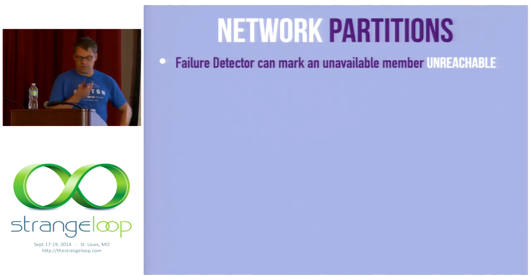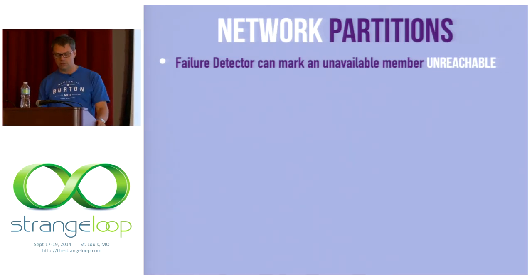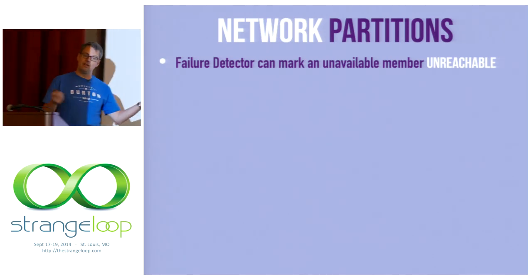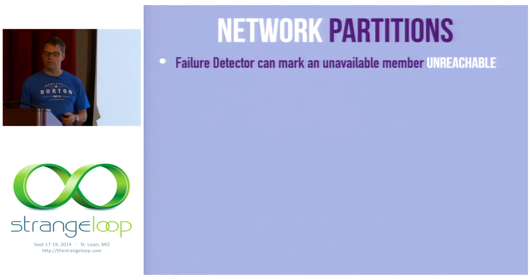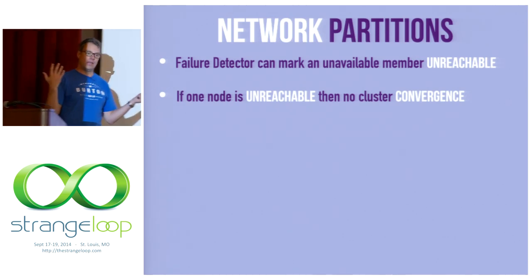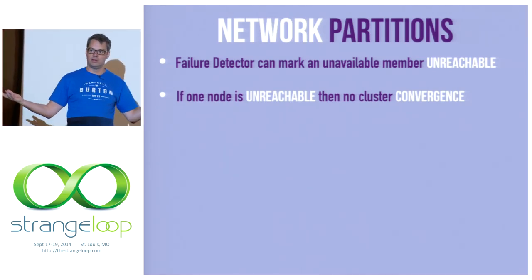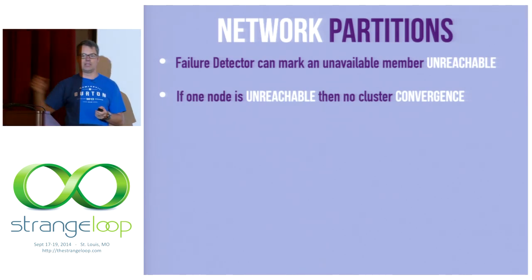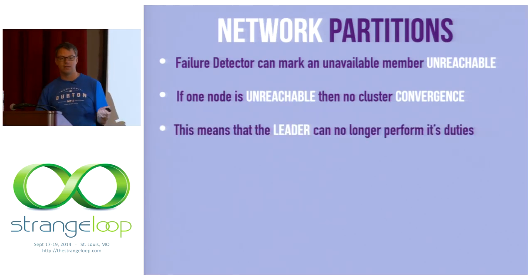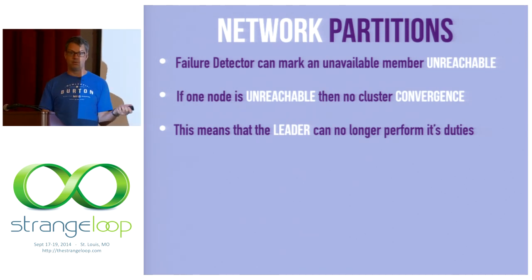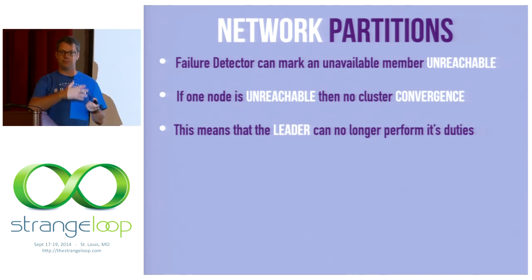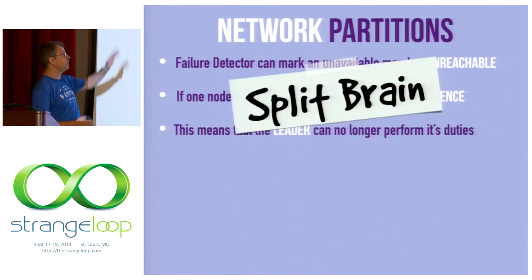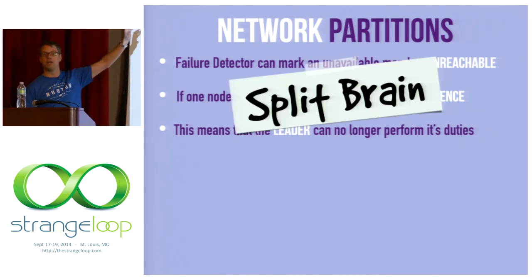Network partitions. I think it's really important to know how to deal with that. And so a failure detector can mark an unavailable member as unreachable. And as you know, when there is even just one member in the unreachable set, then we can't have convergence. And if we can't have convergence, that means the leader can't perform his duties. He can't let nodes join or leave the cluster. This means that we have the classic split brain problem.